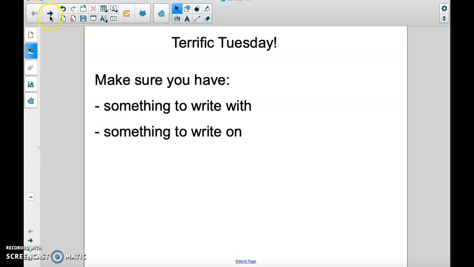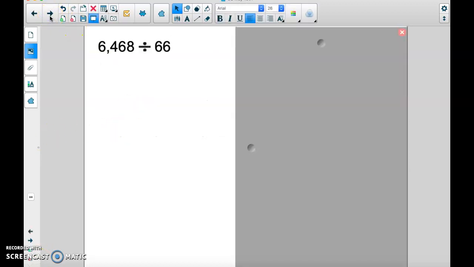Okay, so I want you to go ahead and solve this problem. 6,468 divided by 66. Remember what we talked about with our thinking process. Think about what could make it easy. Try to be efficient with this. So go ahead, pause the video, solve this with your strategy, and then when you're ready, come back and join us.